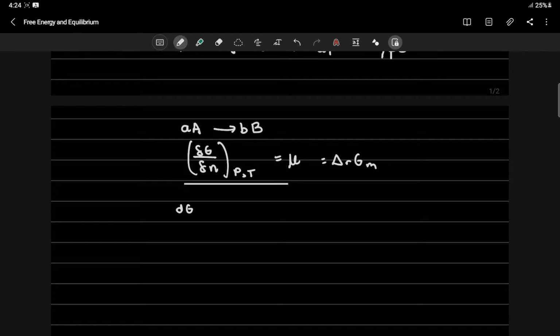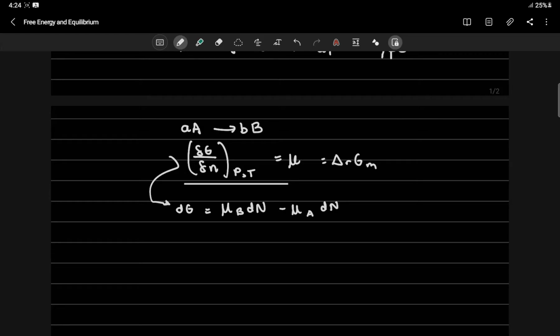So mathematically that will become mu of B dn minus mu of A dn. Okay, again from this relation. Now, yung dn dyan, kung ano yung change in moles doon sa B, kasi of course nag-accumulate yung B, equivalent siya doon sa negative change in moles ng A.